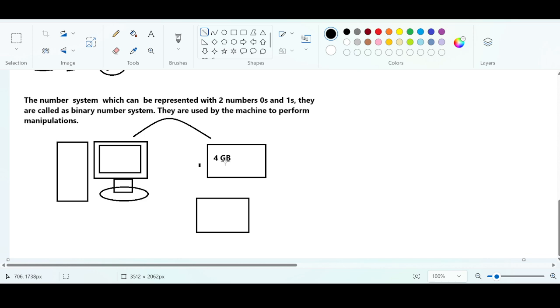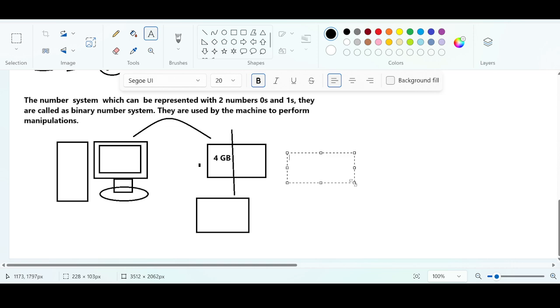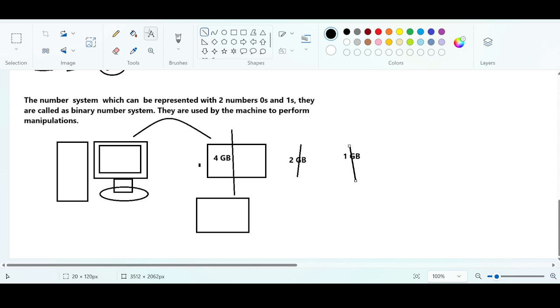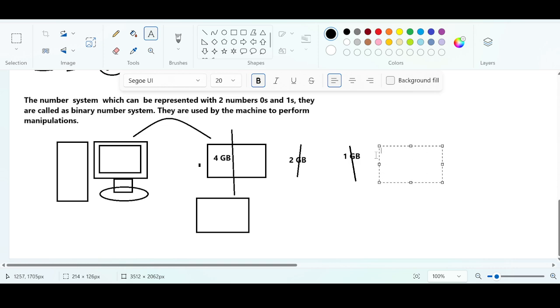If you divide this 4 GB into two parts, you get 2 GB, 2 GB. And again, if you divide this 2 GB into two parts, you get 1 GB. And again, if you divide that 1 GB into two parts, you get something like 512 MB, if I am not wrong. And if you keep dividing, there will be a place where you cannot divide further. You will reach a saturation point from where you cannot divide it further. That place is called a bit.